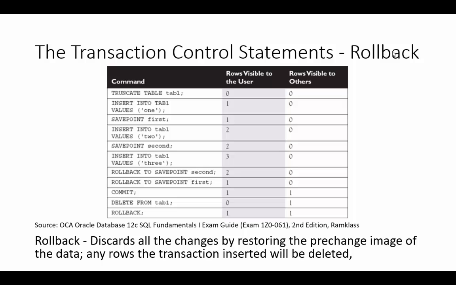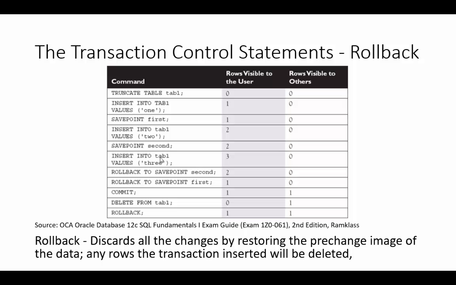Now we come to rollback. In this example, we first truncate the table, so it means we delete all the records in the table, and then we insert one record, and then we do the first save point. So it marks where we're at in the current table. Then we insert a second record, and then we do a second save point, and then we insert the third record, and then we do a rollback to second.